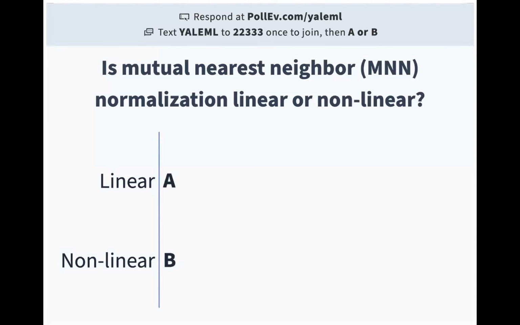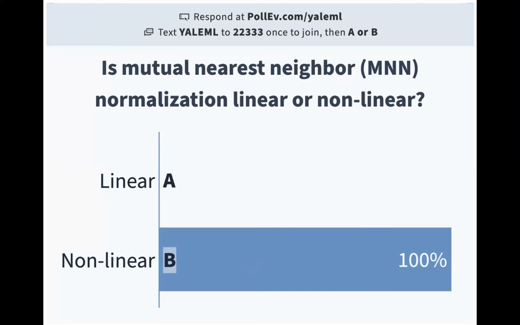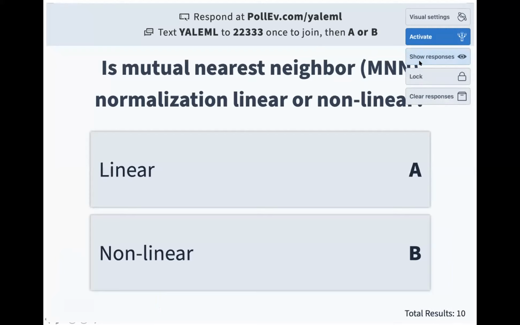So I want to just ask a question now, just to make sure everyone is following and understands what we're doing. Is mutual nearest neighbors an example of linear or non-linear relationships between the data? And I want you to think about why it might be linear or non-linear.